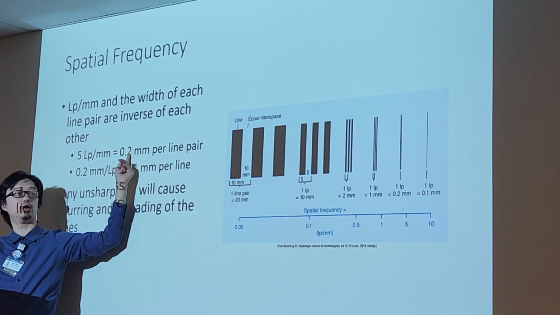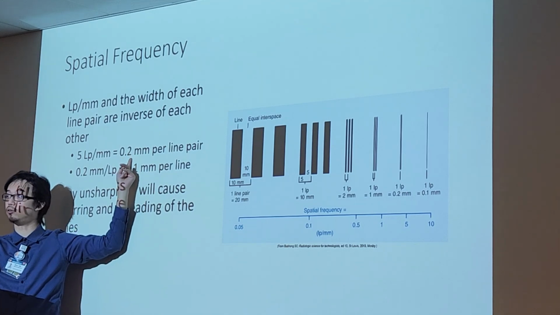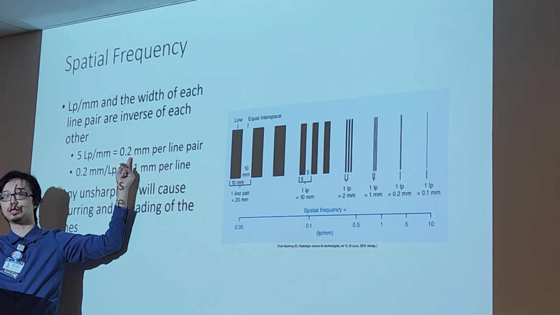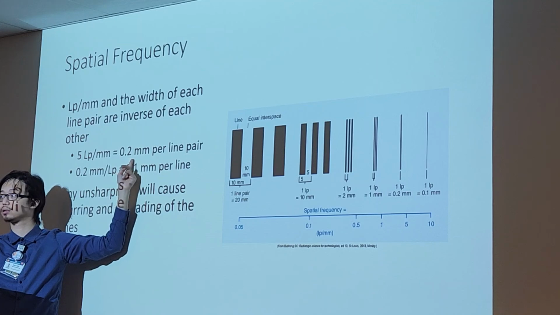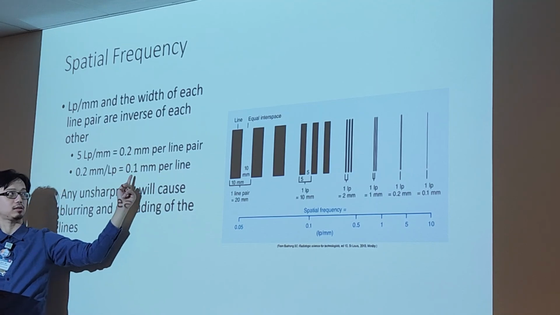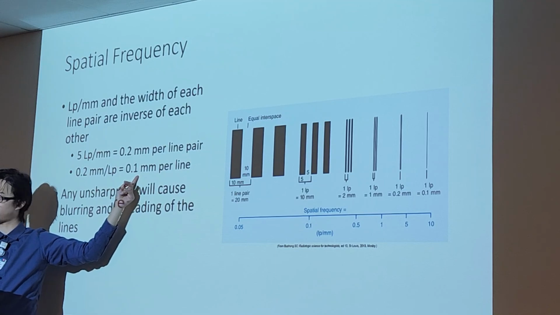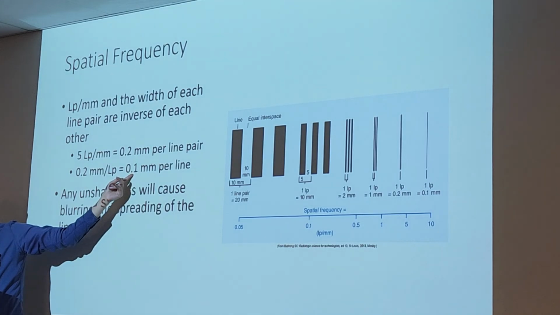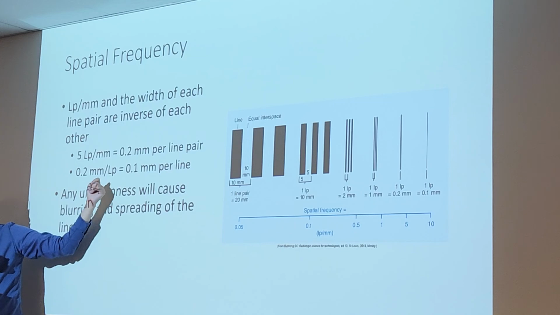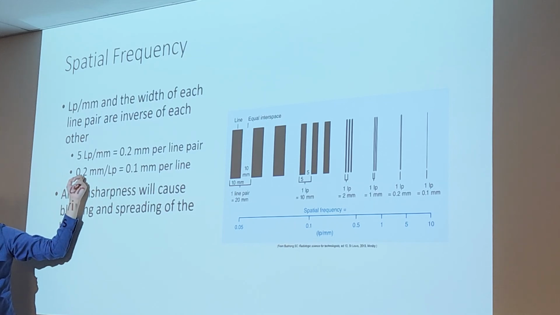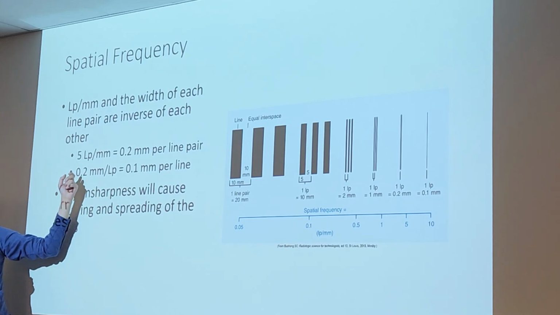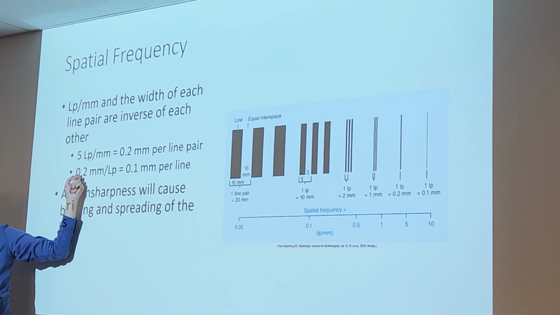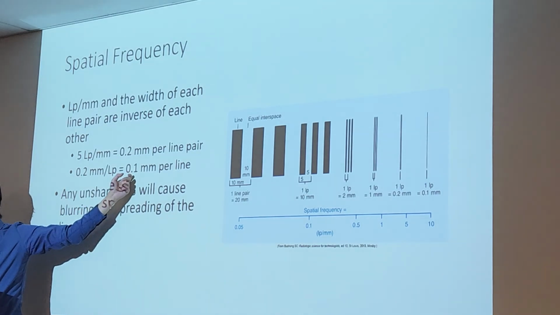Now, what if I only want to know the black line by itself? What do I do then? Divide by 2. Each line, the black line or the white line, is only 0.1 millimeters. Does that make sense? So you're dividing the 0.2 by 2? Correct. This 0.2 you divide by 2, because the 0.2 is black plus white. If you only want to know one of them, you divide by 2 to look at just one of them.